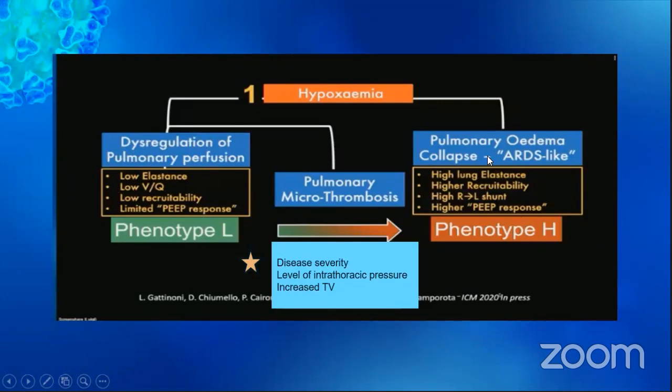So according to him, the management should be different. That's why, because of this high, high, high, and high, they gave the name phenotype H, and this one the name phenotype L. And because of disease severity and the level of intrathoracic pressure from increased tidal volume, this phenotype L, by over-management or by the patient itself, can be converted to phenotype H of typical ARDS. So this is the concept of the pathophysiological process described by Gattinoni.